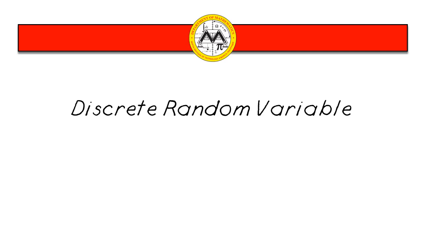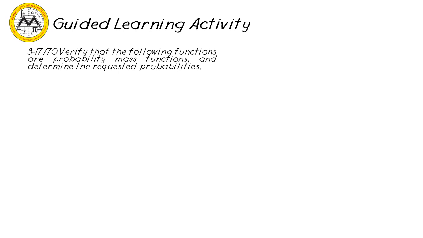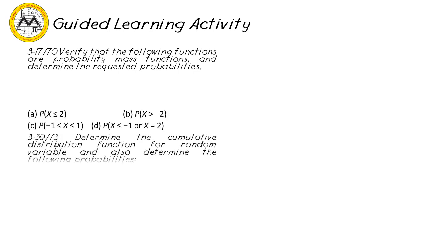Hello everyone. Today we're going to have the discrete random variable examples. Example. Verify that the following functions are probability mass functions and determine the requested probabilities.